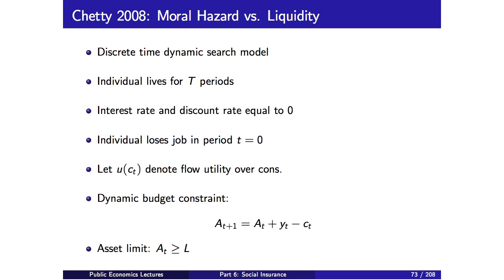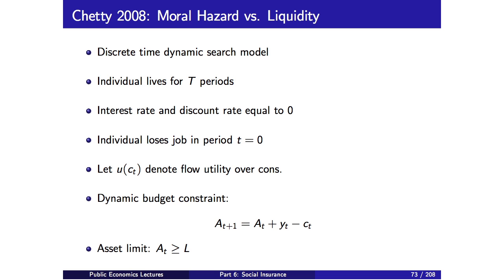So consider an environment where it's a discrete time dynamic search model. So individuals live for T periods, a finite horizon. For simplicity, we normalize the interest rate and the discount rate to 0 and assume that the individual loses his job starting in period t equals 0. So you're starting with a guy who's unemployed, and then he's looking for a job over time. That's what a job search model is.